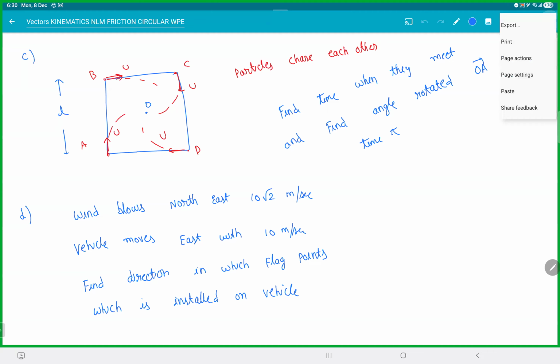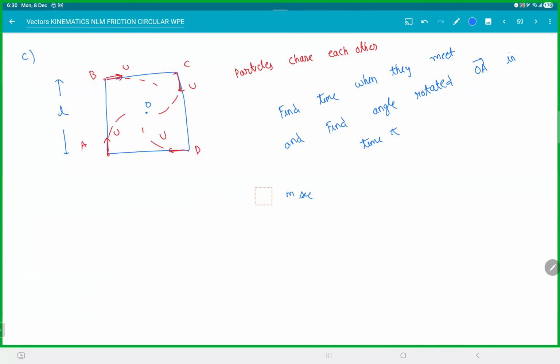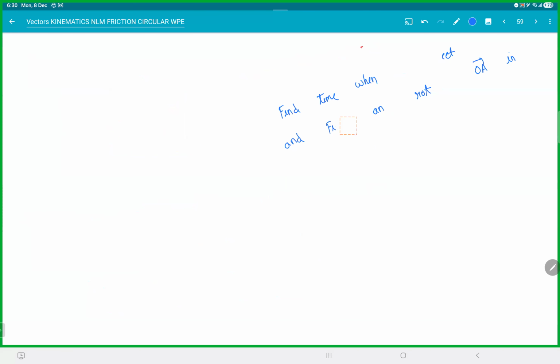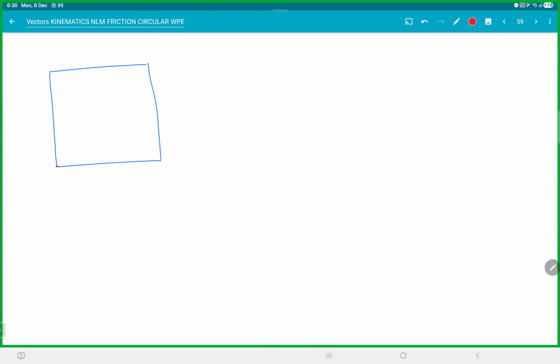Let's see. These kind of questions, right? Now, when you have the four particles, understand something here. The particles are coming towards each other. This is going with u. If you resolve the velocities, this is 45. In case of a triangle, it will be 30. So you have u cos 45 and this will be u sine 45. Similarly, if you resolve for everyone, you will get u cos 45 and u sine 45.